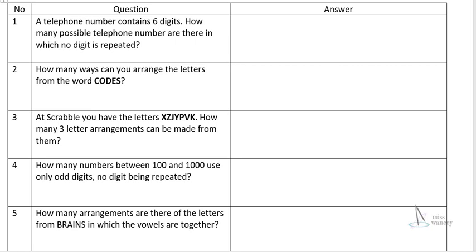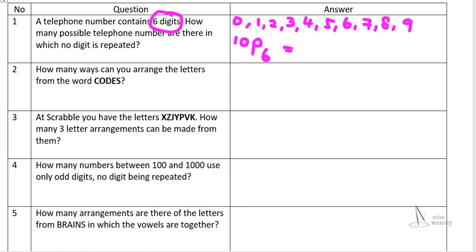Okay, so let us check how many digits we have in total. 0, 1, 2, 3, 4, 5, 6, 7, 8, 9. So in total we have 10. And since we need 6 digits, we are supposed to have 10P6. So out of 10, you simply need to arrange 6 of them. So it should be 151,200.